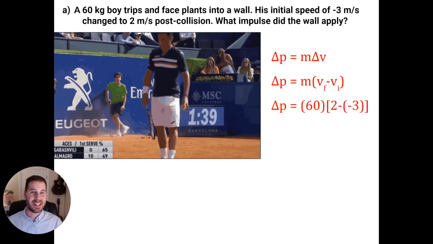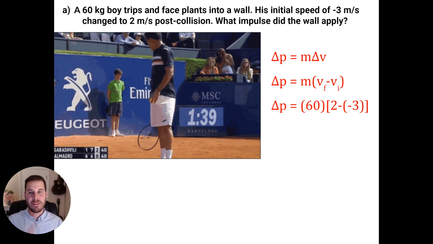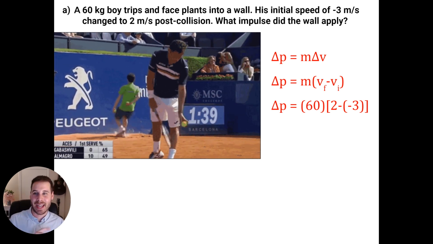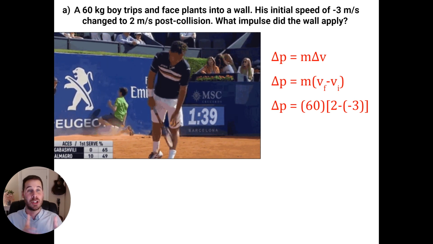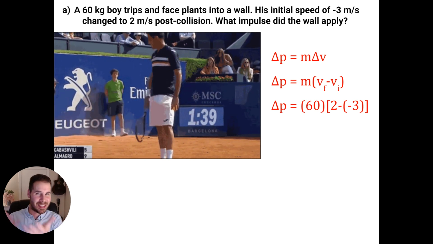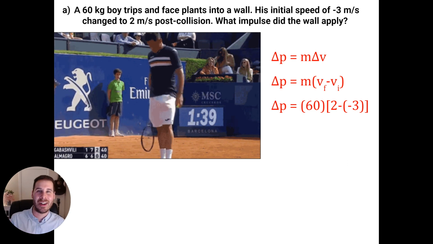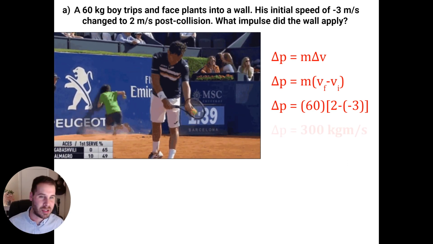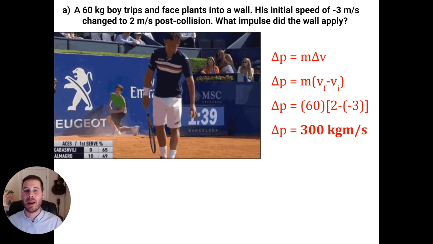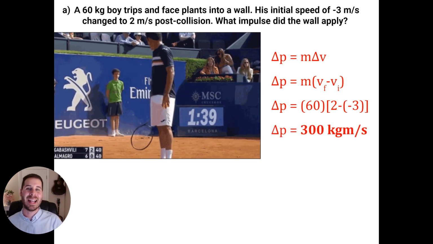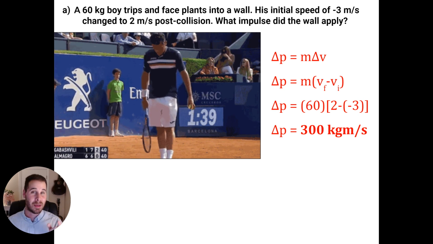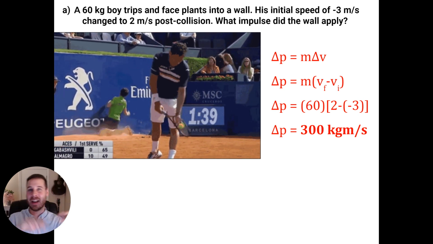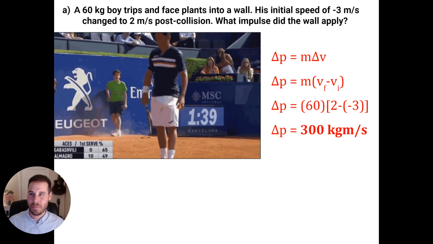The mass of the boy was 60 kilograms. The final velocity of the boy was positive 2, and the initial velocity was negative 3. And you might notice that when he's originally running, he's going to the left in this particular GIF, and that's why I chose to call it negative 3 at the beginning and positive 2 at the end. So putting all those numbers together, you get 300 kilogram meters per second of impulse that the wall put onto him. Notice this is a positive value because the wall made him go more to the right instead of more to the left. So that's part A.